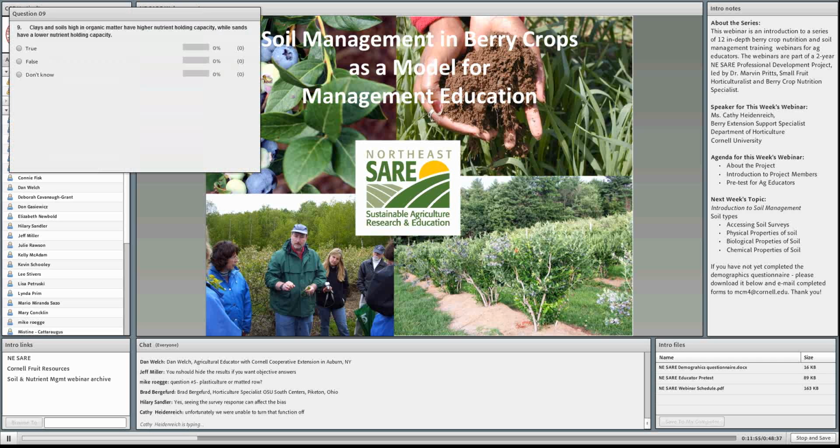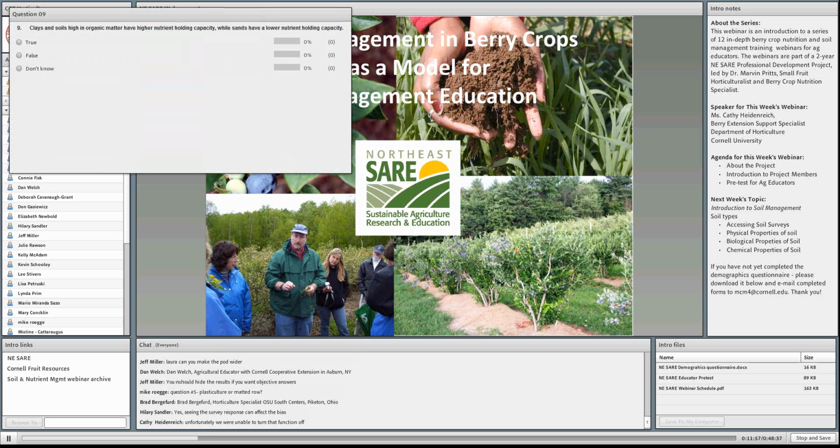Sorry, this is a little cumbersome when I'm opening these. Clays and soils high in organic matter have higher nutrient holding capacity, while sands have a lower nutrient holding capacity. True or false? Okay, I think we have everybody there.